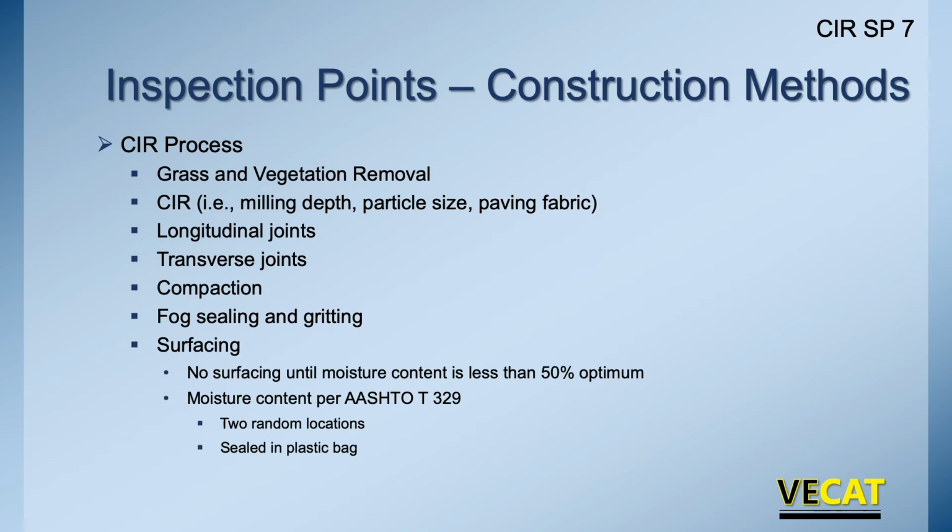Surfacing itself is, one, we're not going to do it until the moisture's right. So we don't allow traffic on it until it's at 50%, but we also don't pave it. And that paving could be either with an asphalt layer, a surface treatment layer, or a slurry surfacing layer. But to ensure that the moisture is right, we follow AASHTO T 329. We pick a couple random locations, we grab material, seal it, and then we take it back, following the procedure to check what is the moisture content. Is it at 50% or less of optimum? We see that in the cold in place recycling special provision, page 7.